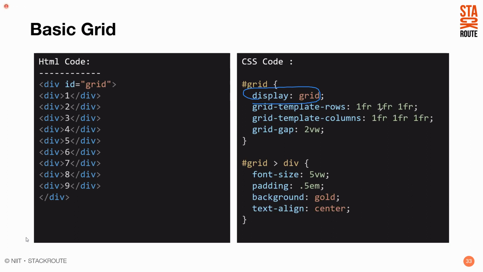You can give one free space or two free space, or you can give it in percentage or pixel. Gap between each grid is default width into 2. That is what the calculation of VW, viewport width, is. And the container components will take font size, padding, background color, and alignment of text.